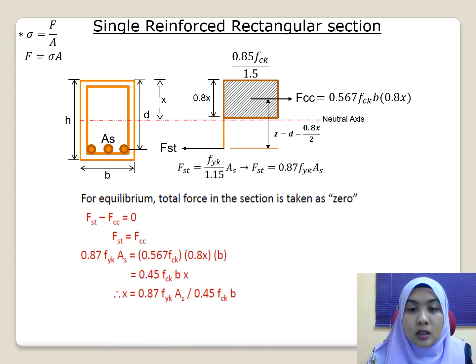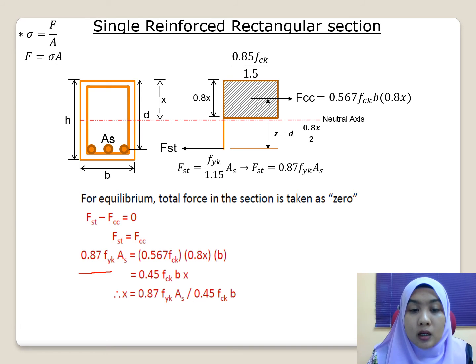So the notation is different. FST minus FCC will be equal to 0, and you can rearrange the equation, so you get FST equals FCC. So you substitute all the equations that we have: the FCC equation and also the FST equation here.